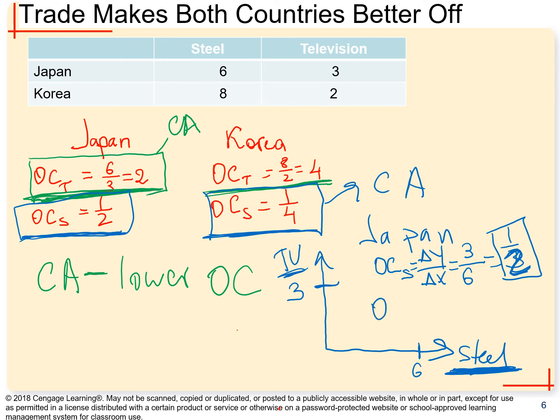And let's look at TVs. Opportunity cost of TV in Japan, remember what we do? We actually flip the number, is equal to 2. Exactly as if we were calculating in our first example.